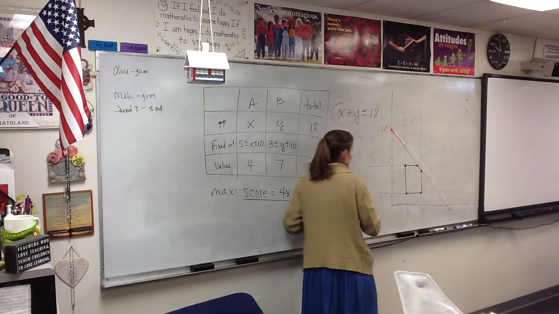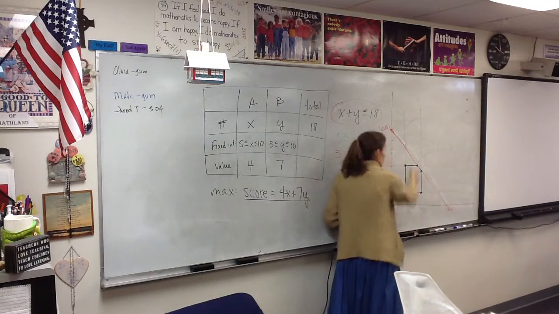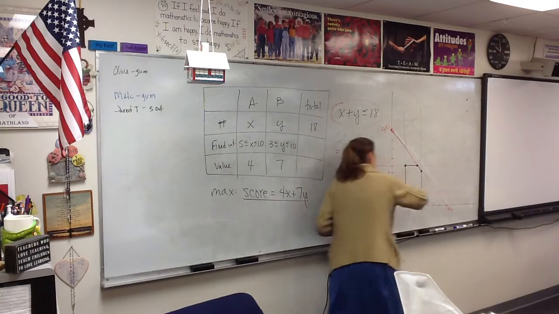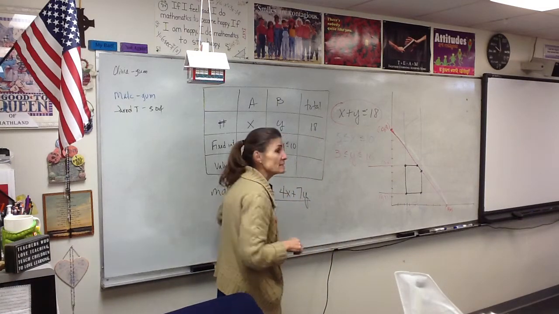If you say x is 5, don't you count hash marks this way? Aren't your hash marks up and down? So your bars are up and down for x, and your bars are sideways for y. Now, what's the next step?